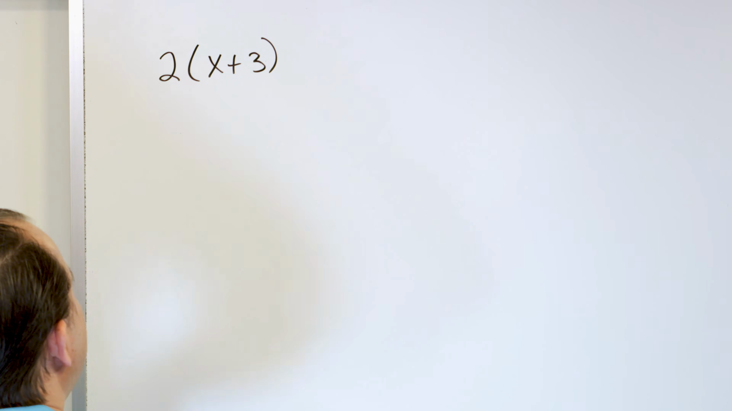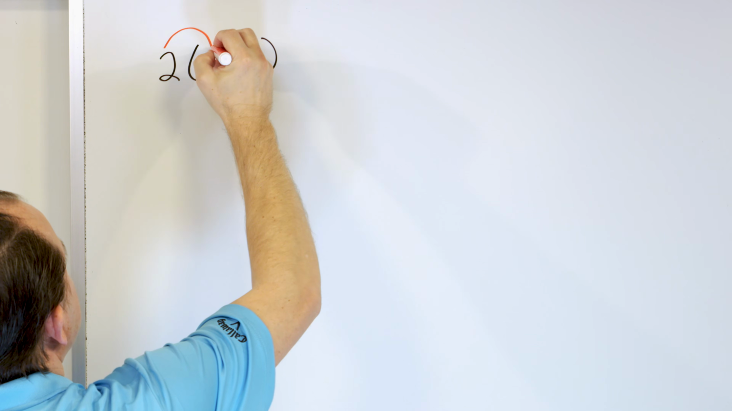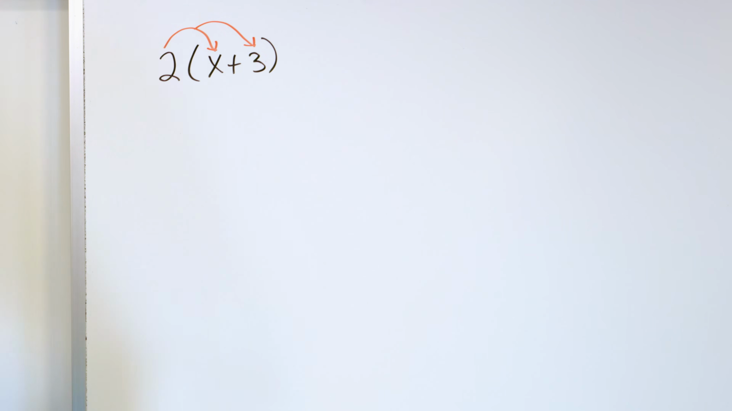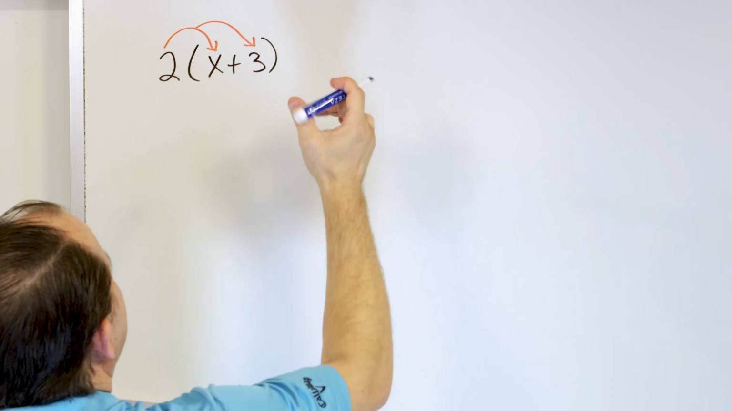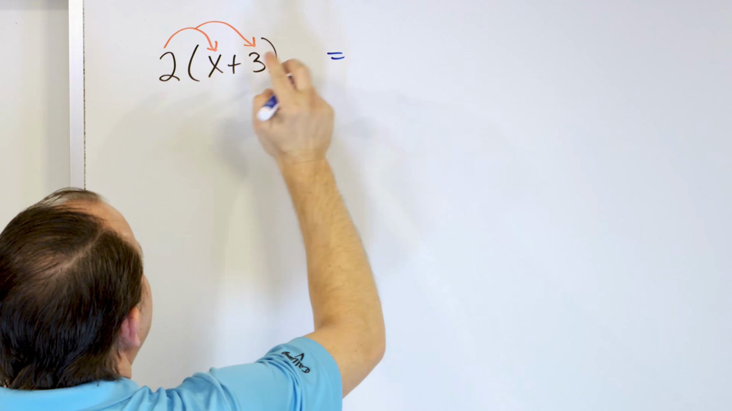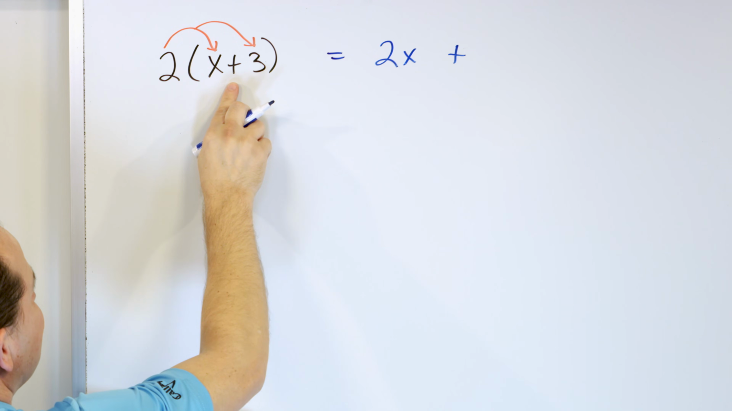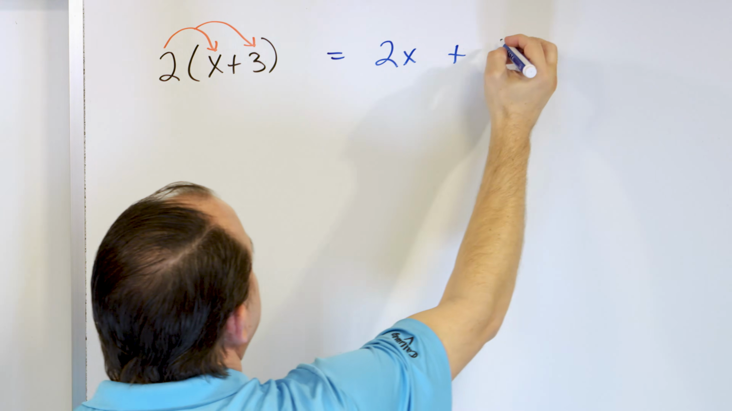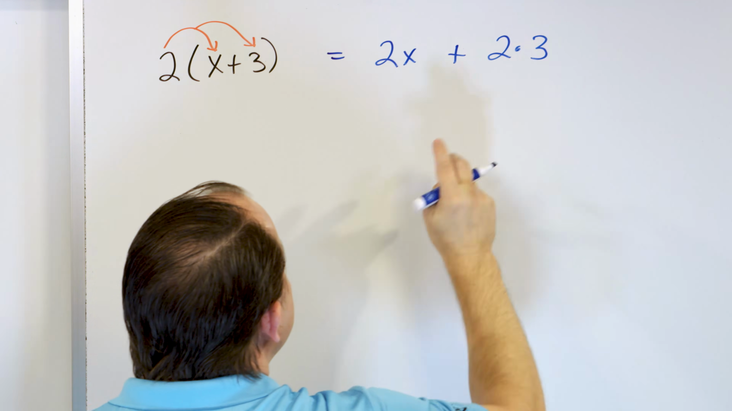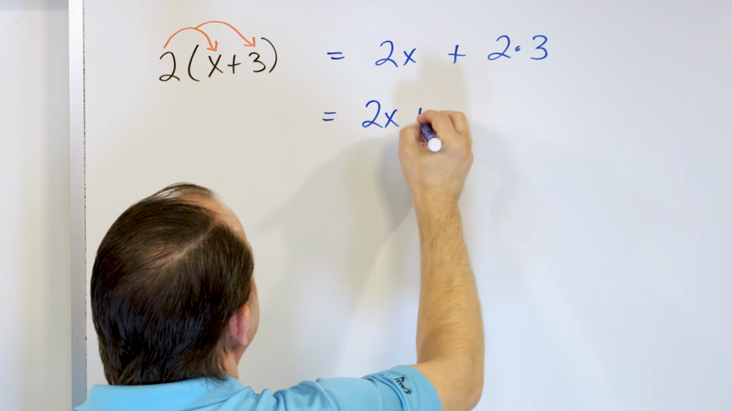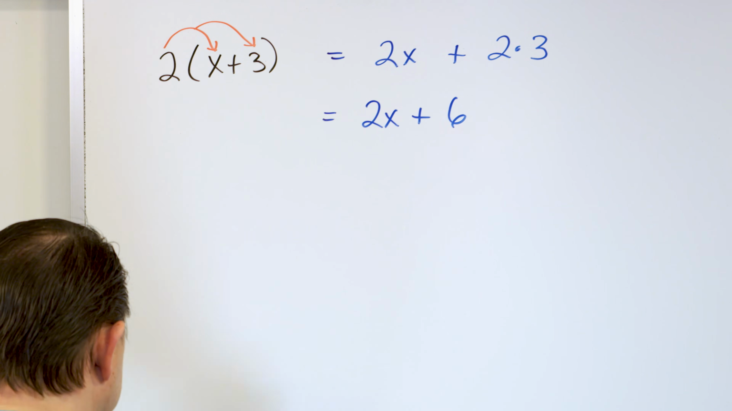So what do we have here? We have distribution. We're going to distribute times the x, and then we're going to distribute times the 3, and it's linked with a plus sign. So what we're going to have is 2 times x is 2x, and then we have a plus sign because the plus sign is linking it, and then 2 times the 3. So I'll write it as 2 times 3. Now, we know how to multiply 2 times 3, so we can write this as 2x plus 6. The answer is 2x plus 6.